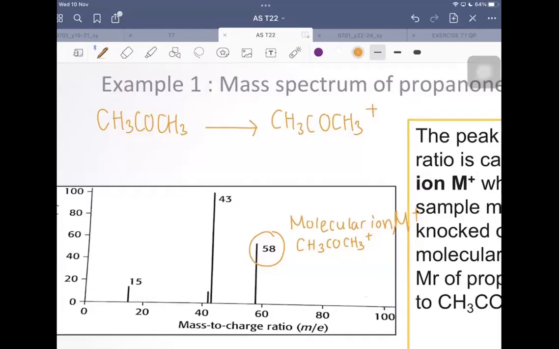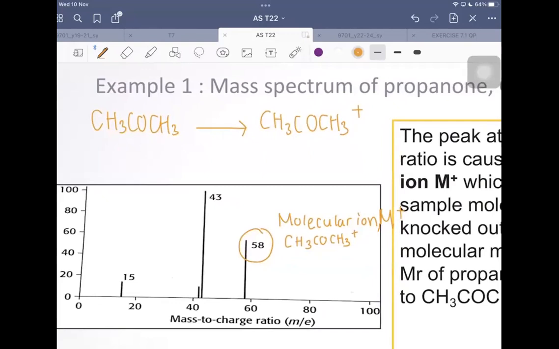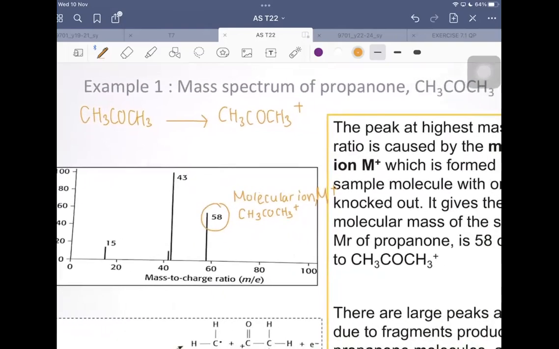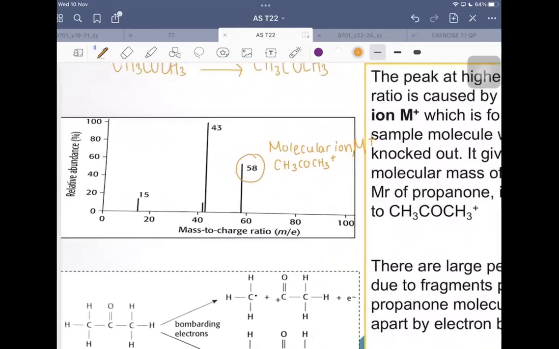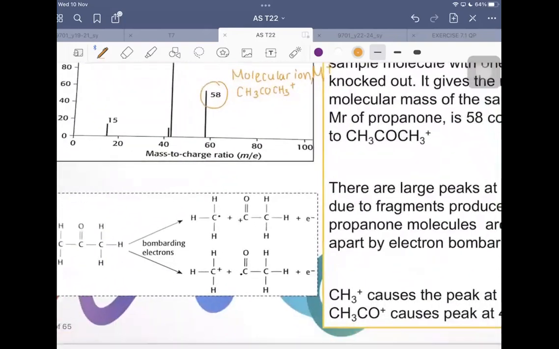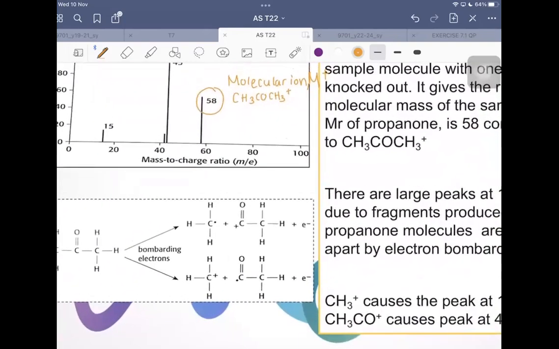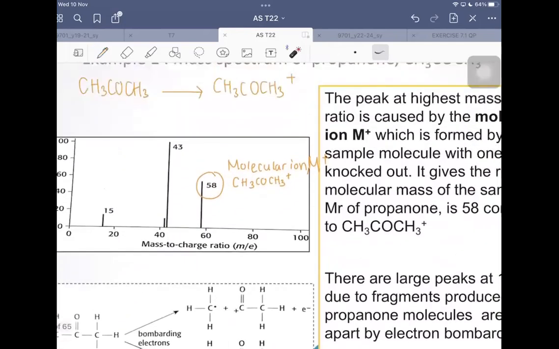Okay, so we're going to address the other peaks now at 43 and 15. Sometimes in a mass spectrum, there will be a lot of peaks, a lot of signals, and you don't necessarily have to identify each of them. You just identify the significant ones, or the common ones. So what happens when you introduce propanone into your mass spectrometer? There are many things that can happen. The first one is the formation of the molecular ion. It's basically just a molecule that has had one of its electrons removed to form a cation.